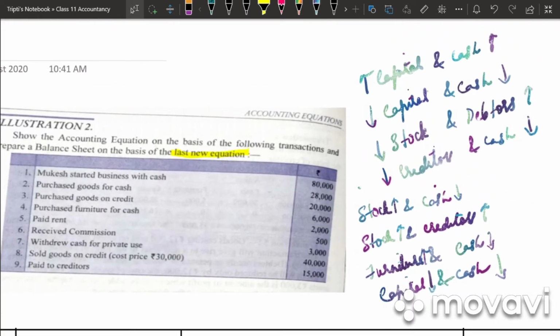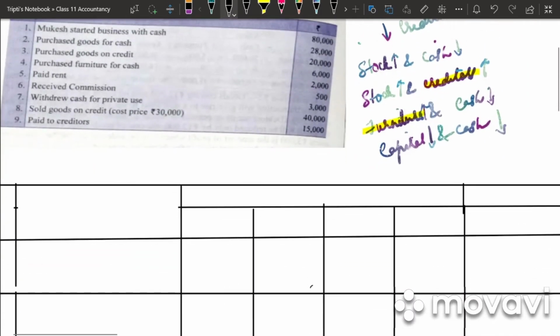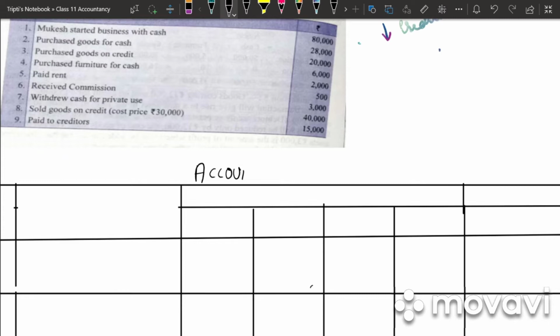So now which are the different columns in the asset side you will be having? You will be having cash, you will be having stock, debtors and furniture. And in case of liabilities you will be having capital and creditors. So total columns in asset you will have 1, 2, 3, 4 and liabilities only one, that is creditors, and there will be one more column of capital. So let us work out the problem. Accounting equation.